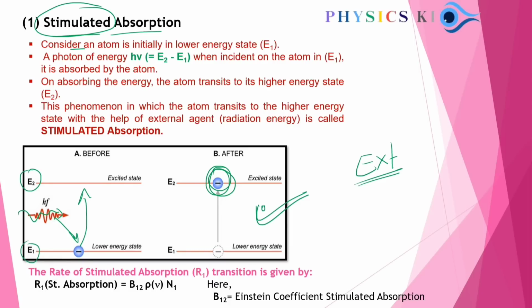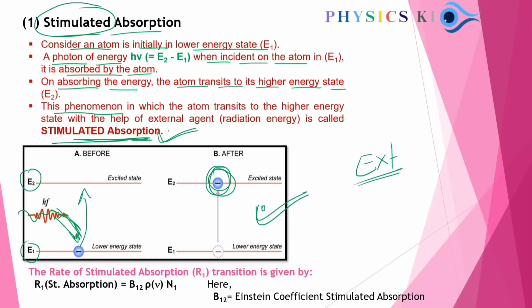So how to write? Consider an atom initially in a lower energy state. A photon of energy hν, when incident on the atom, is absorbed by the atom. That means this electron absorbs this energy, and on absorbing the energy, the atom transits to its higher energy state. This phenomenon name is what? Stimulated absorption. Got the idea?